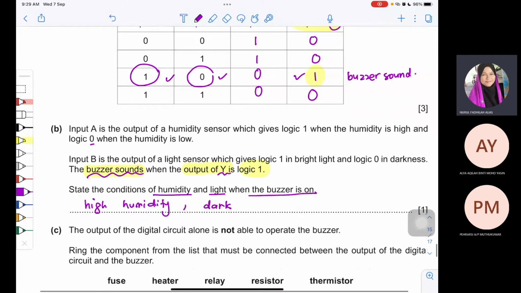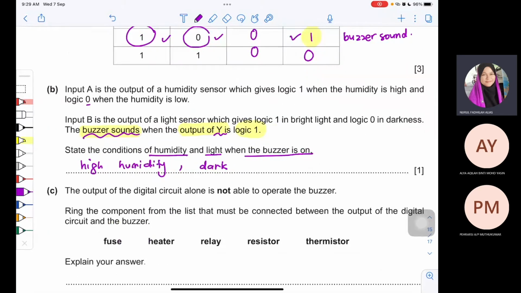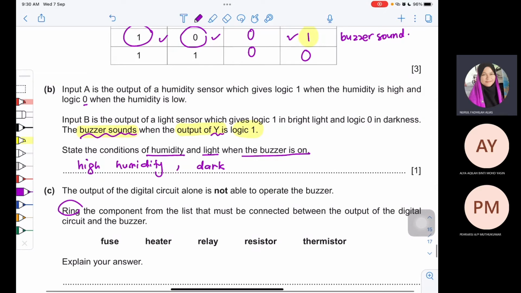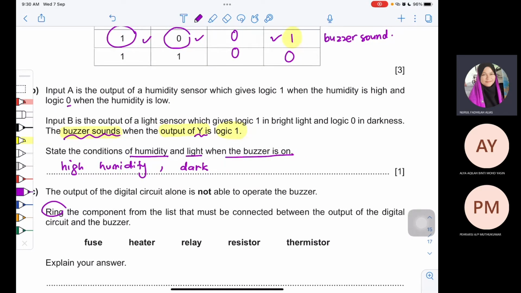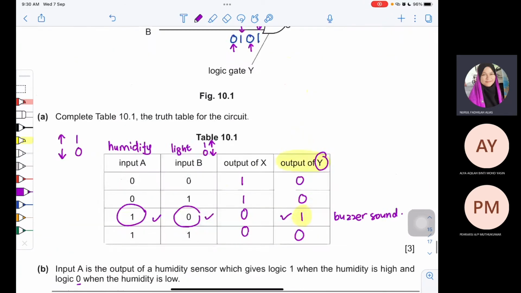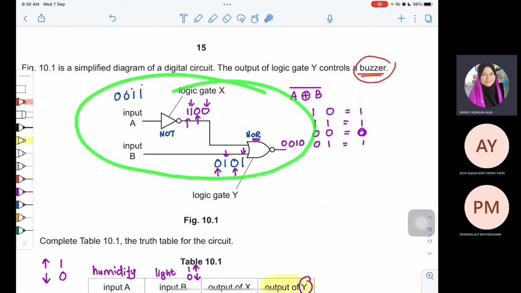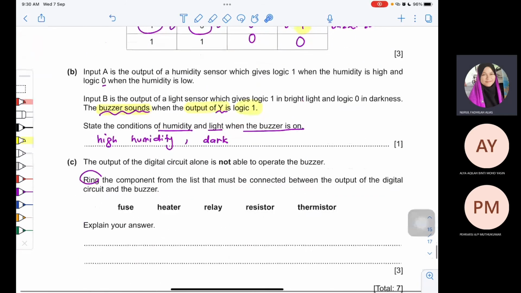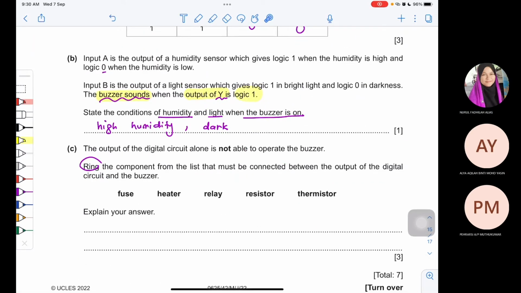The output of the digital circuit alone is not able to operate the buzzer. Okay. Ring the ring. So the ring tu maksudnya you kena bulatkan jawapan. Ring the component from the list that must be connected between the output of the digital circuit and the buzzer. So what else in the circuit? Apa lagi yang perlu ada on the circuit? Okay. To operate the buzzer.